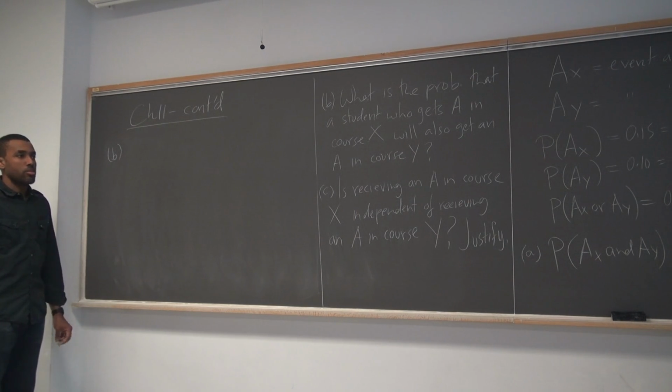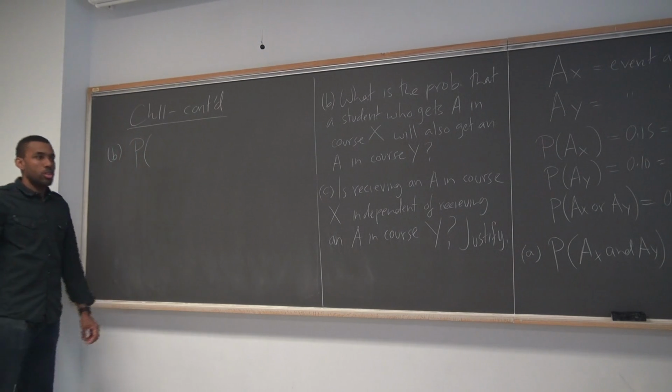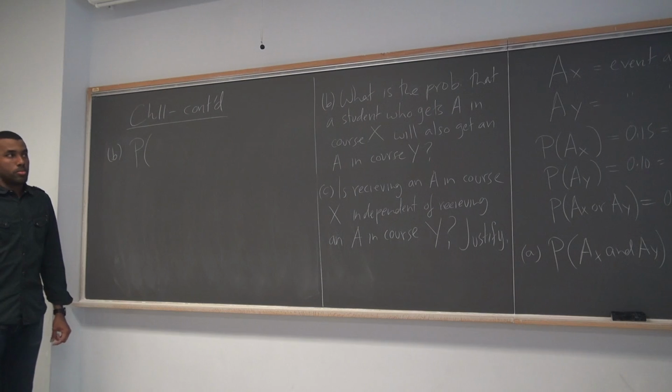What is part A asking for? B: what are the chances of getting an A in X if you already got one in Y? Write it down in probability notation. What would it look like? Probability of A given B, right? So the probability of AY given AX.